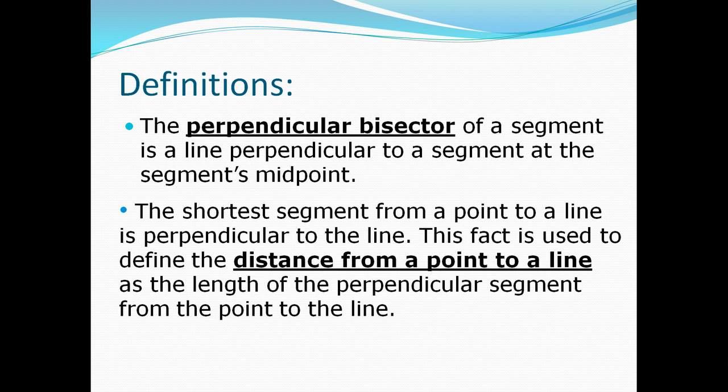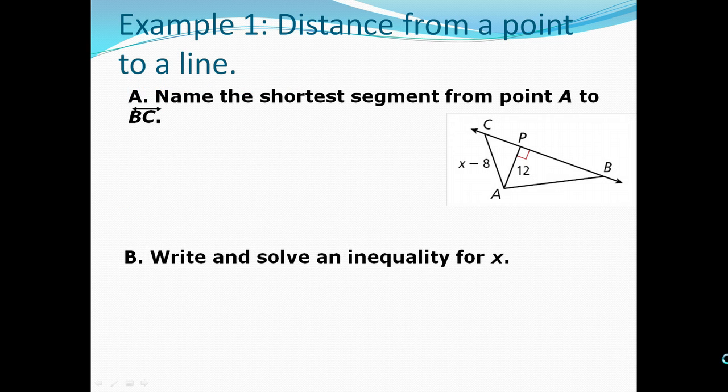The shortest segment from a point to a line is perpendicular to the line. This fact is used to define the distance from a point to a line as the length of the perpendicular segment from the point to the line. Let's look at what that means.